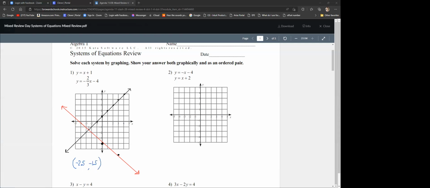Solve each system by graphing. We did that. There's our two lines. Show your answer both graphically. There's the graph, and as an ordered pair. Here's your ordered pair: -2.5, -1.5. Okay.